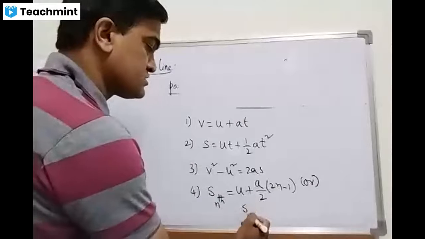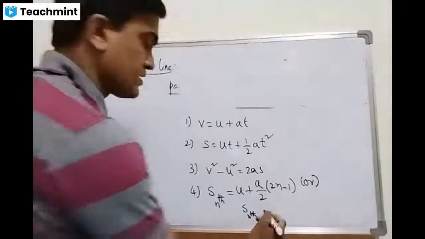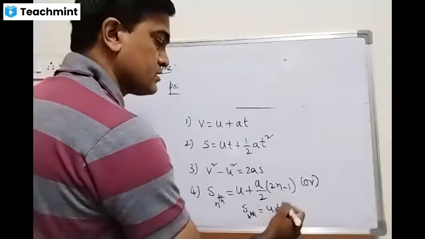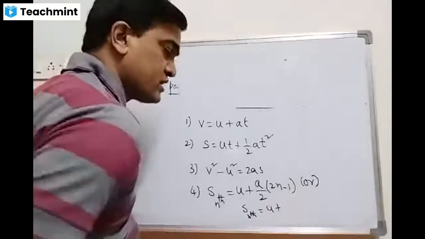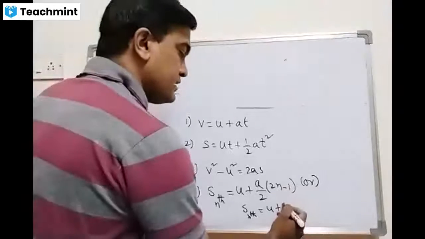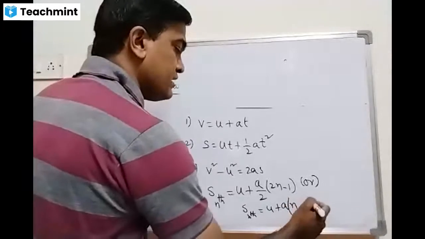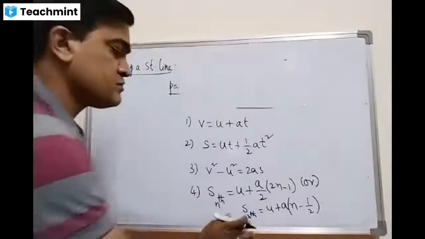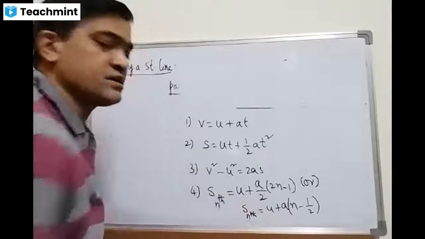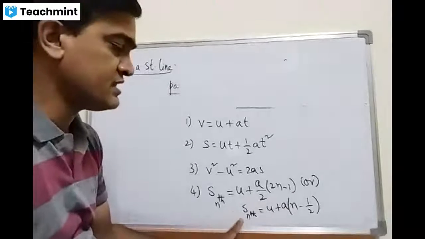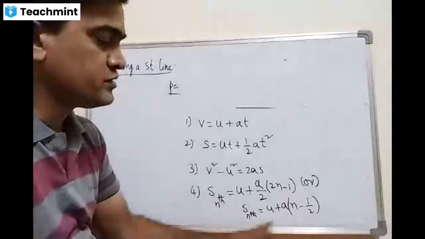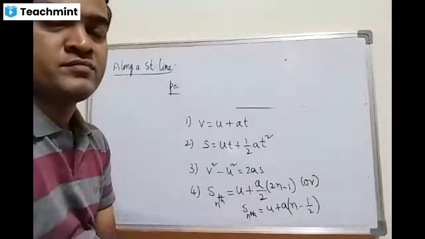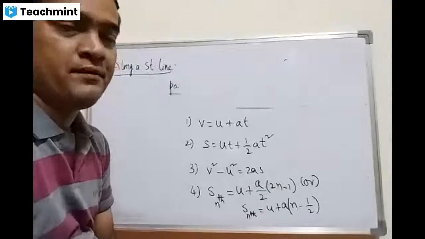S nth is equal to u plus, when you take 2 inside, a by 2 inside, what do you get? a into n minus half. This is the other way of writing displacement of a particle in nth second, or I can say distance of a particle in nth second along a straight line would be u plus a into n minus half. Both are correct. Use whichever you like, that is your wish.